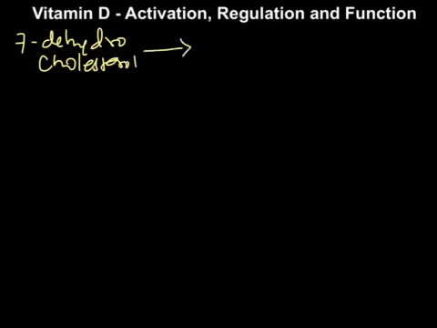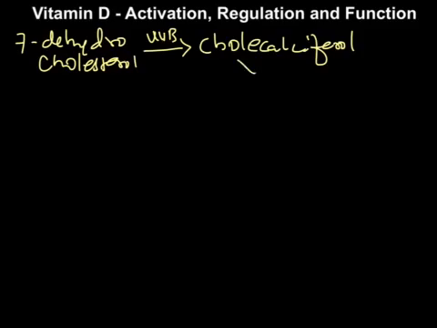So vitamin D, we get it from plant source and animal source. From animal source, basically we get from the skin, we have 7-dehydrocholesterol. Under the influence of UV light, especially UVB light, it will be converted into cholecalciferol, and that is referred to as vitamin D3. This is provitamin D3, an inactive form of the vitamin, that is cholecalciferol.